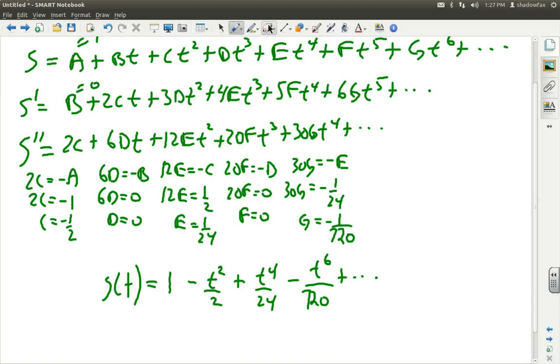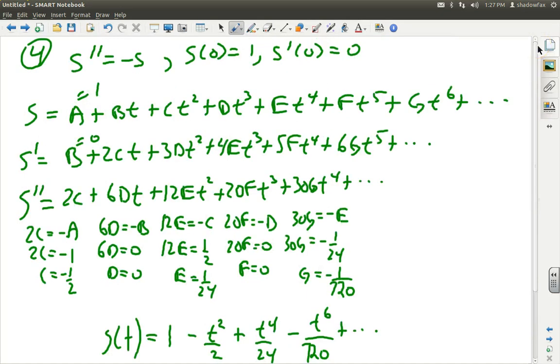Even powers, and then the denominator is 2 factorial, 4 factorial, 6 factorial, and alternating signs. Isn't this cosine? This is one of the solutions we got from second order differential equations the other day anyway, right? Sounds familiar? Okay. What if we perturb the system a little bit? Let's call that 4a. How about 4b? Let's change 4b a little bit.